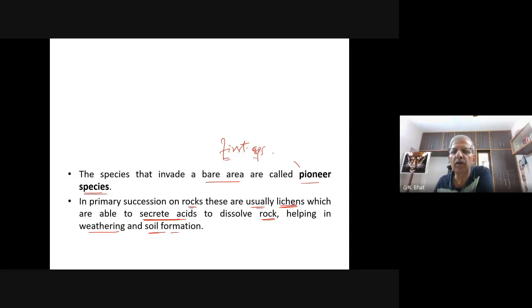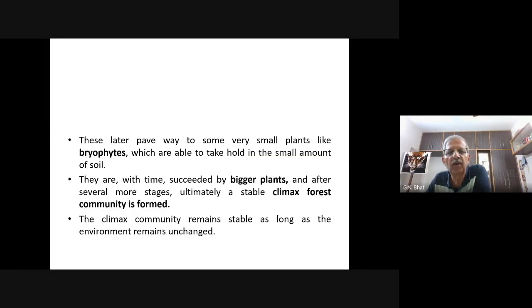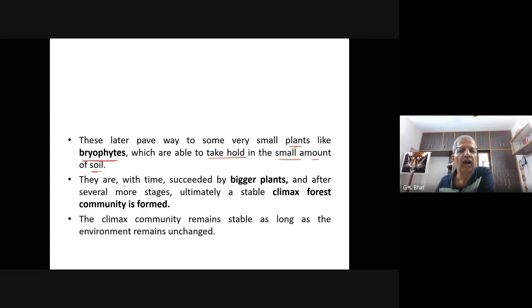So the first one to appear is always called the pioneer species, right? First it is the lichens. These later pave the way to some very small plants like bryophytes, mosses, which are able to take hold in a small amount of soil, right? So always you should remember, a bare rock area gets a pioneer species. Most of the time, pioneer species are lichens. Immediately they are followed by bryophytes, which require a little bit of soil for their existence, and with time they are succeeded by bigger plants.